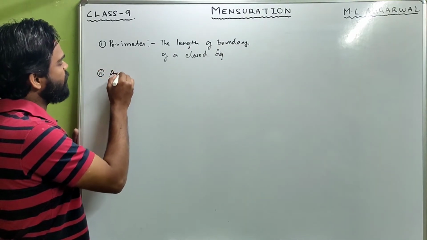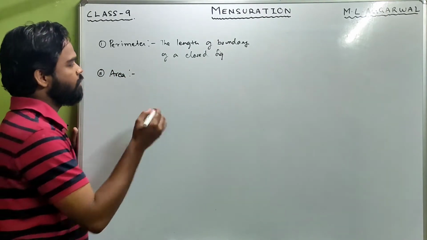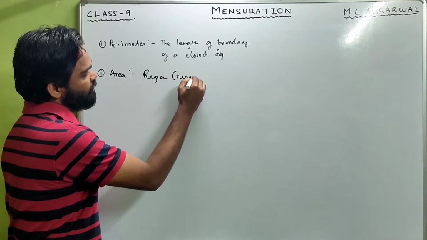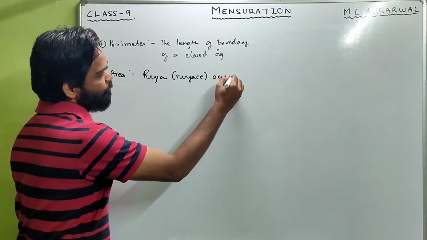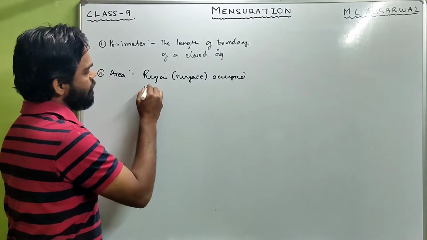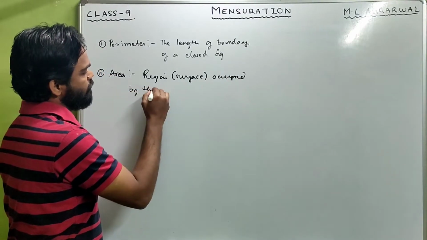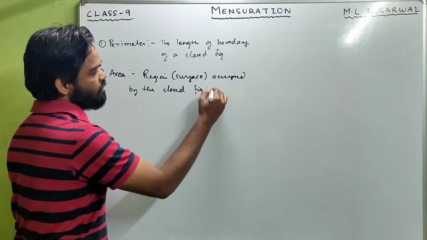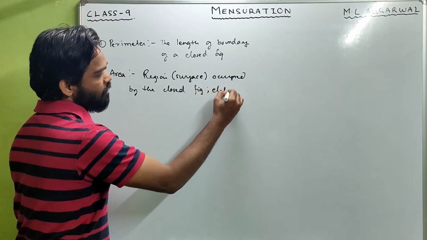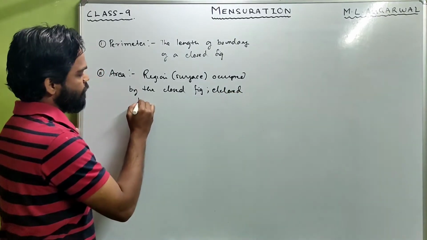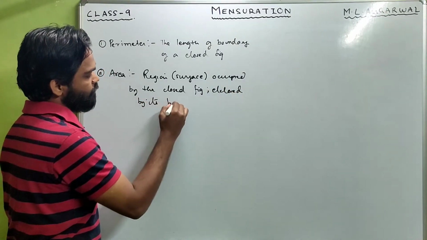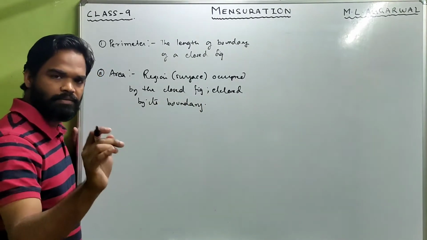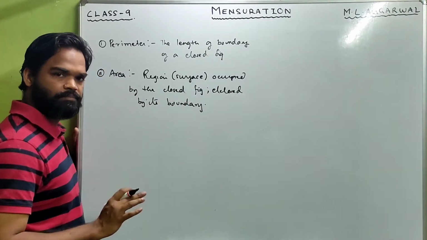And what do you mean by area? It means the region or the surface occupied by the closed figure. You can say that is enclosed by its boundary, isn't it? How much surface it has occupied, that is known as the area.